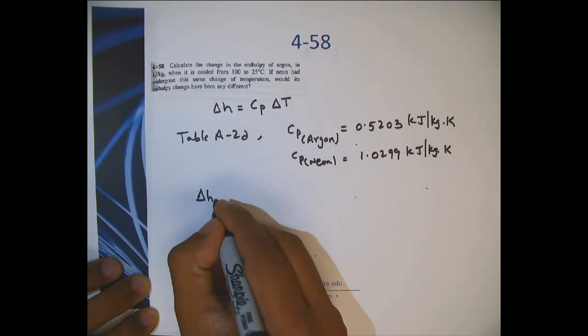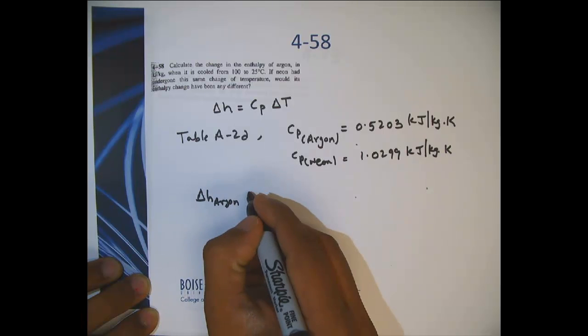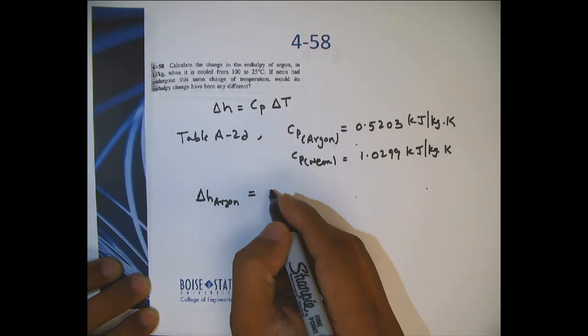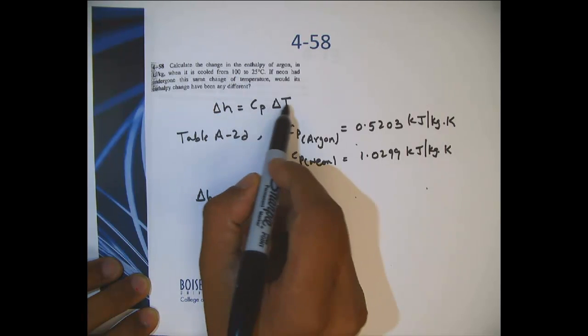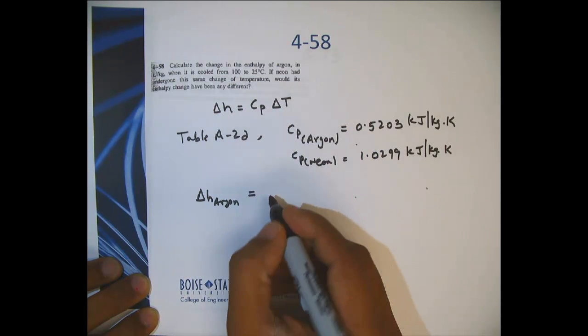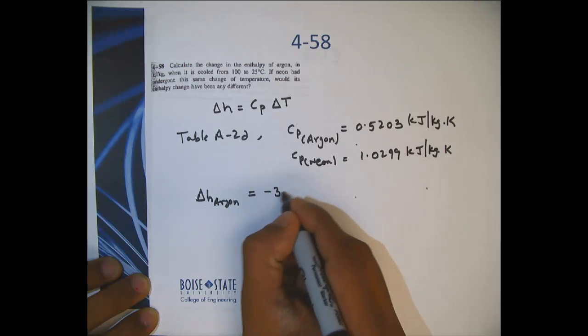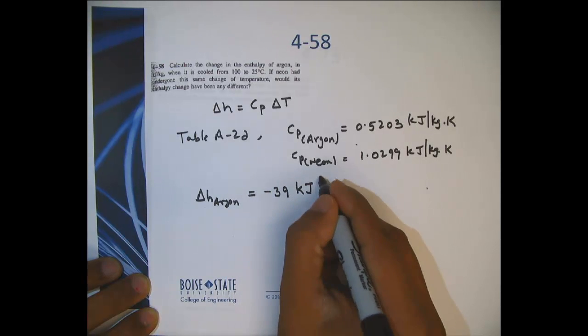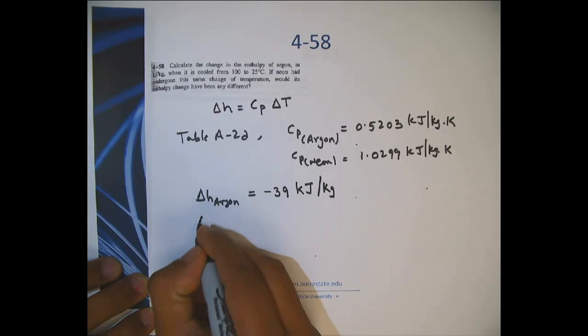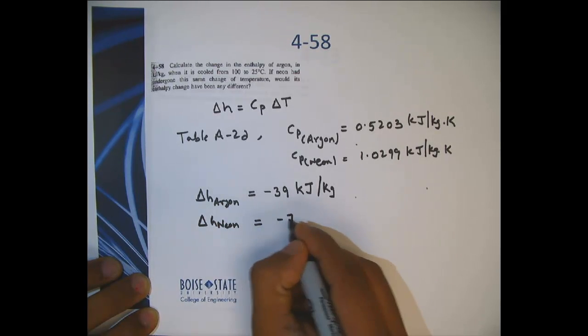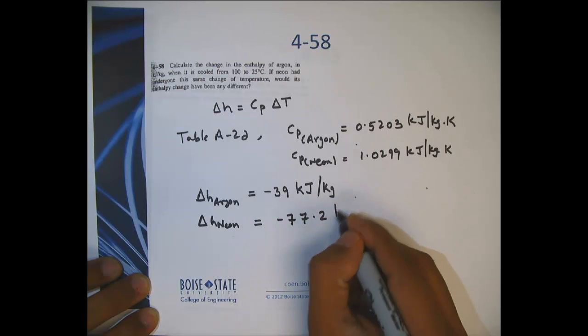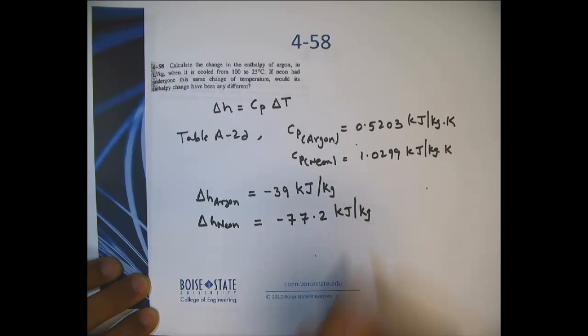Okay, so I can compute the change in enthalpy for argon. If I do the math, it doesn't matter if you convert the temperatures to Kelvin, because we are taking the difference, so you can just leave it in the same units. You should end up with negative 39 kilojoule per kg for argon, and for neon you end up with negative 77.2 kilojoule per kg.